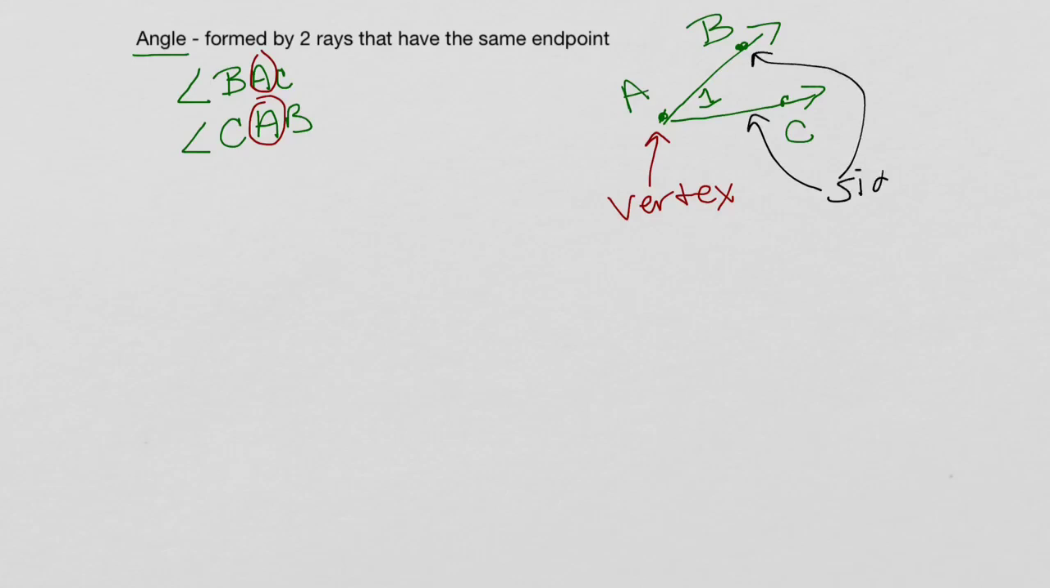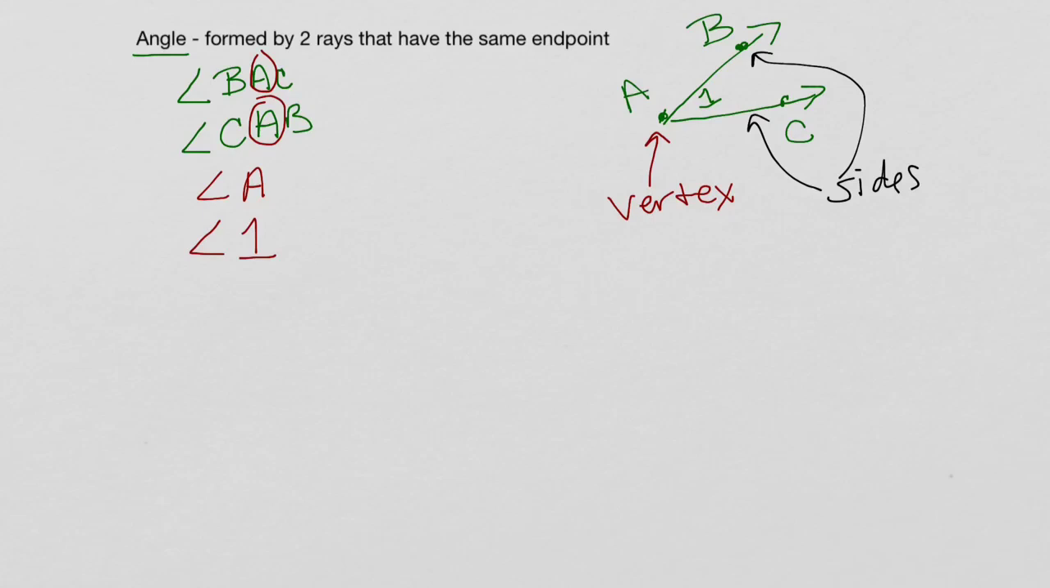Sides of the angle. So when I am naming it, when I use 3 letters, I want to make sure that the vertex is the middle letter. In this case, because there's no confusion, I could also call this angle A. And because I put a number inside the angle, I could also call it angle 1. So there are actually 4 different ways that I could name this particular angle.